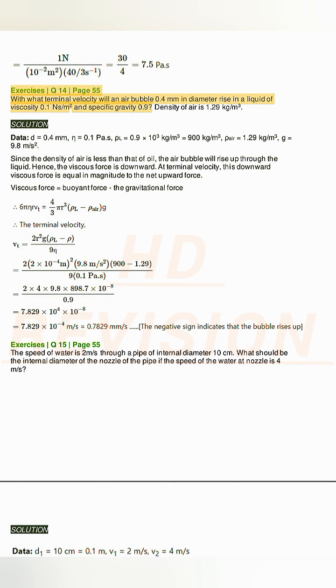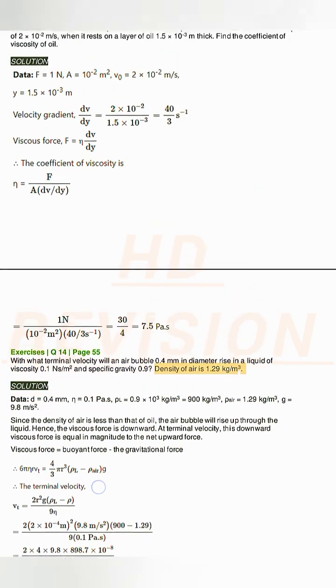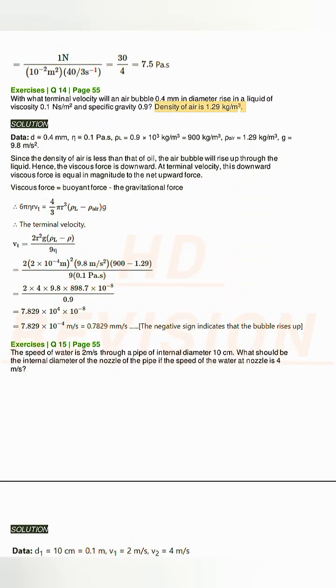With what terminal velocity will an air bubble 0.4 mm in diameter rise in a liquid of viscosity 0.1 N s per square meter and specific gravity 0.9? Density of air is 1.29 kilograms per cubic meter. Solution: Data: d equals 0.4 millimeters, η equals 0.1 pascal second, specific gravity 0.9, ρ_L equals 0.9 × 10^3 kilograms per cubic meter equals 900 kilograms per cubic meter, ρ_air equals 1.29 kilograms per cubic meter, g equals 9.8 meters per square second.